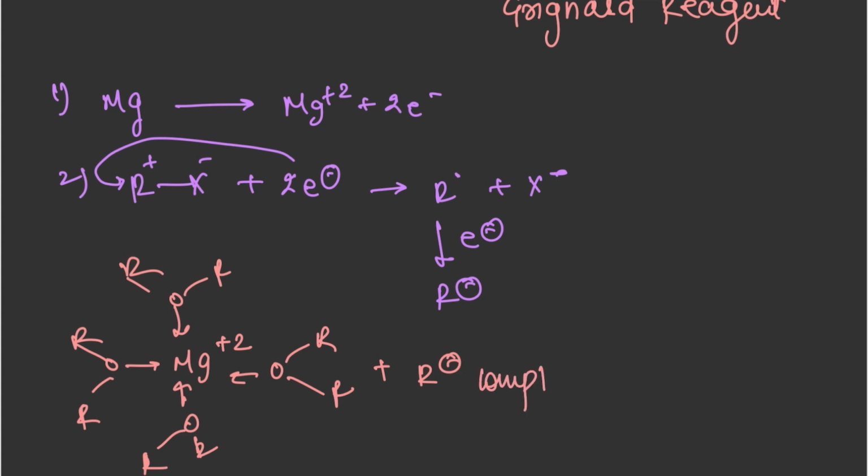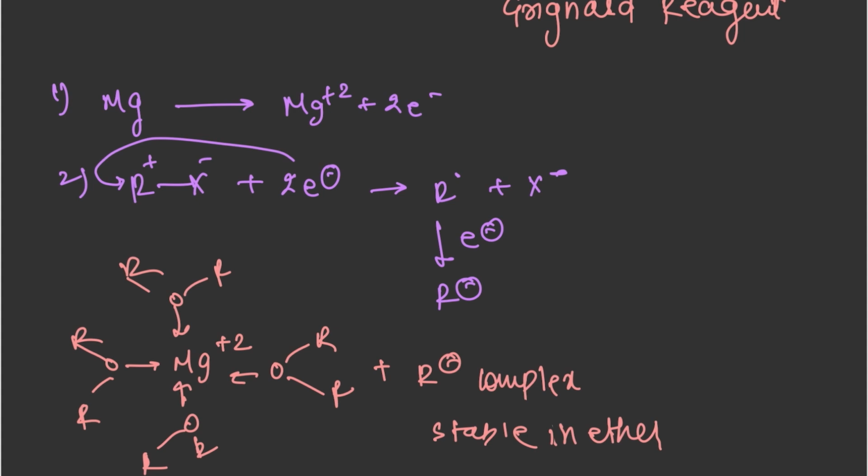which is soluble in ether. So this complex is soluble in ether, or we can say stable in ether, not soluble. Stable in ether. So what happens if we see from the beginning? Magnesium gives 2 electrons. Now R absorbs 2 electrons and forms R minus. So what happens to magnesium? Magnesium is stable in ether, and R minus is forming a complex.